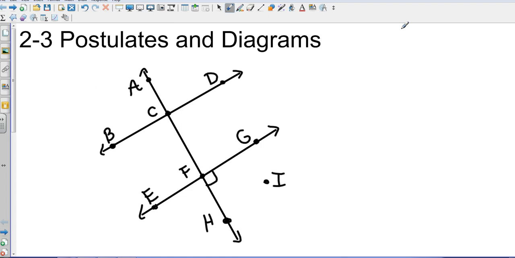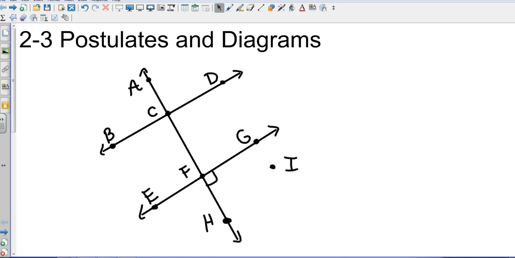I didn't draw that very well, did I? D, G, and I should have been slid over just a little bit. My bad. Let's take I and move him over. There we go. So I could draw a line through and get through that. Obviously, B, C, and D are collinear. E, F, and G are collinear. A, C, F, and H are collinear.